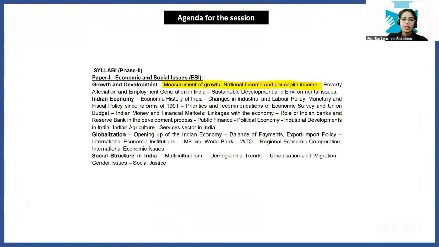So here you can see this is the ESI. In phase 2, there is paper 1 ESI, where you have measurement of growth, national income, and per capita income. So this is the part that we will be covering today. We will be discussing the PYQs and such also.